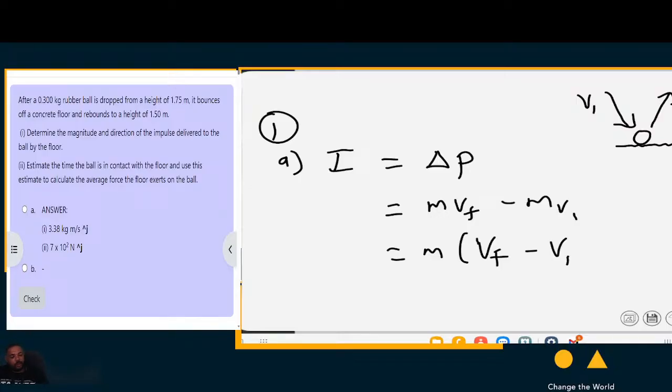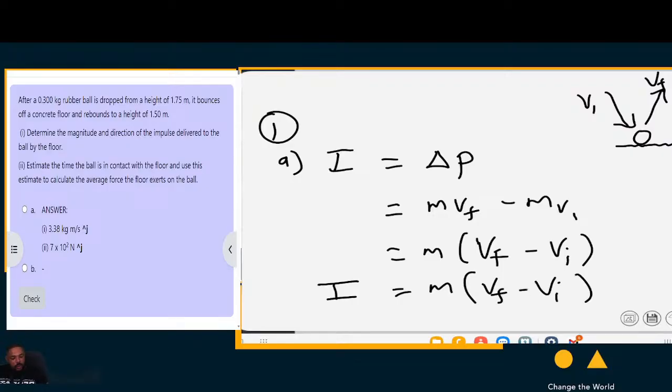So there, just remove the whole. This is velocity final. Okay, so velocity initial. How do we get velocity initial and how do we get velocity final? We now know that to get the impulse, it is just the mass times the velocity final minus the velocity initial.